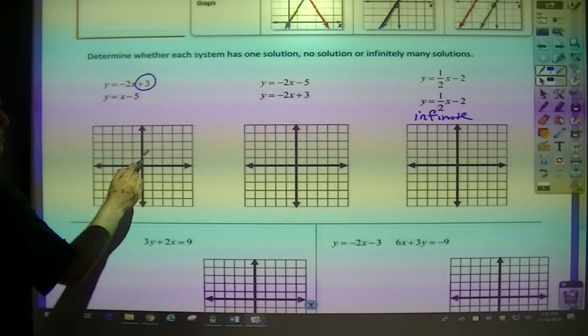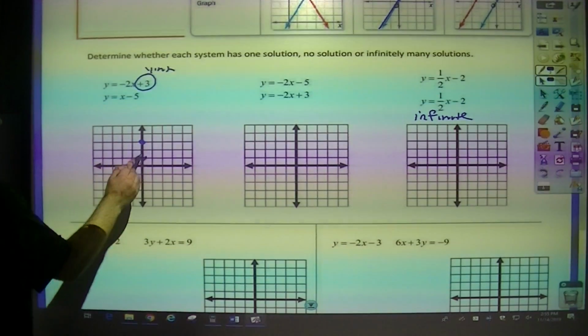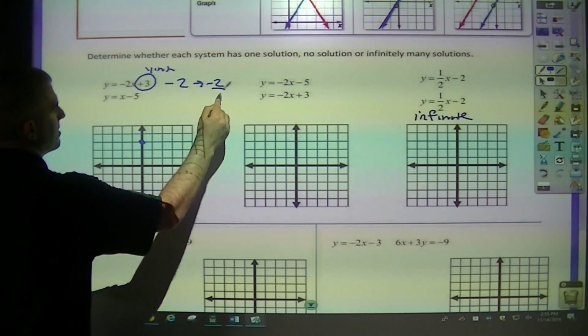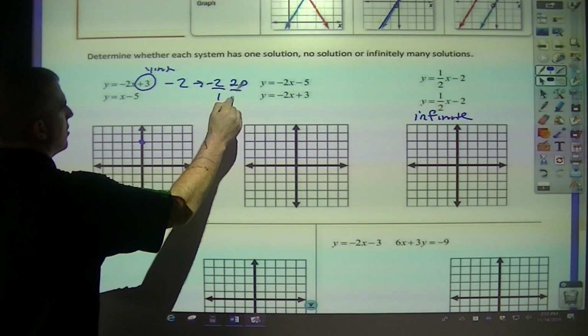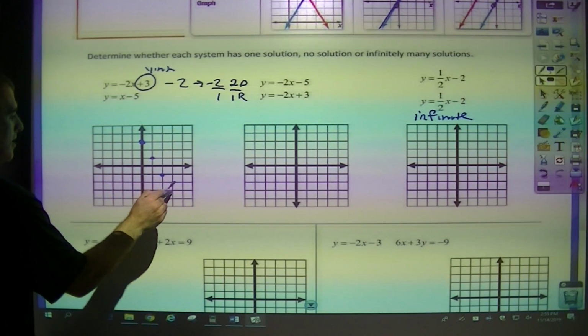I want to start with 3. I go 3 up, so I start with the y-intercept. That's the first thing I want to do, start with the y-intercept. Then I want to use the slope. Negative 2 as a fraction would be negative 2 over 1, which means 2 down, 1 right. So from here, 2 down, 1 right, 2 down, 1 right.